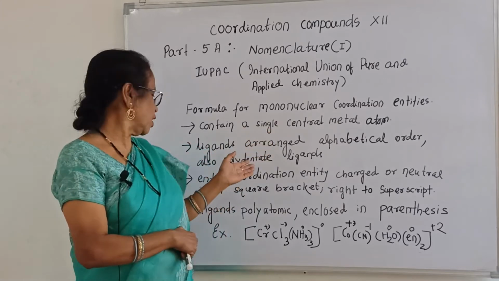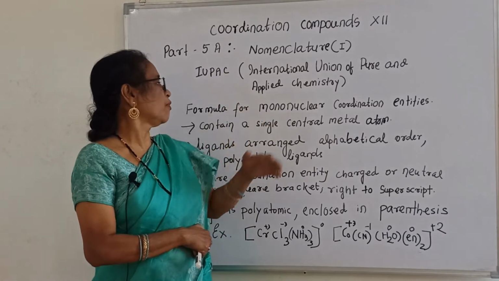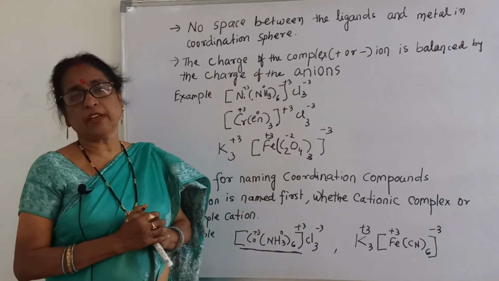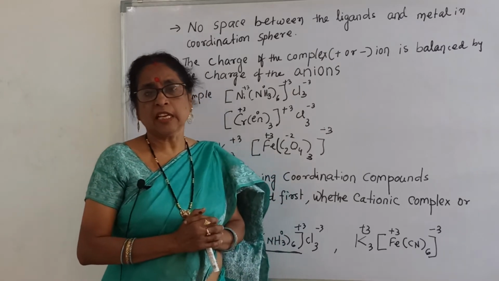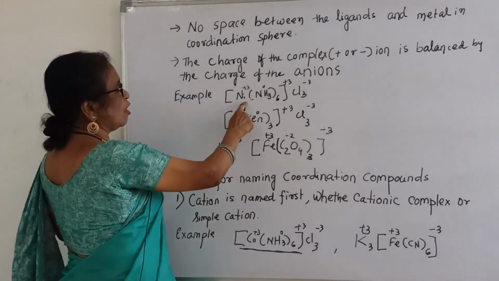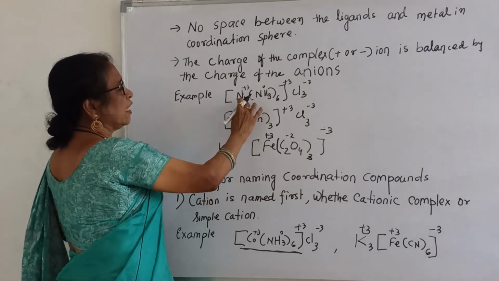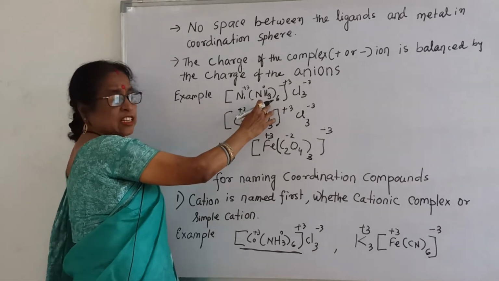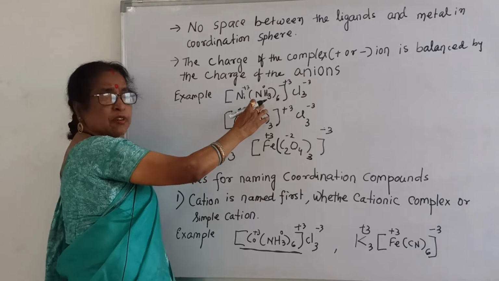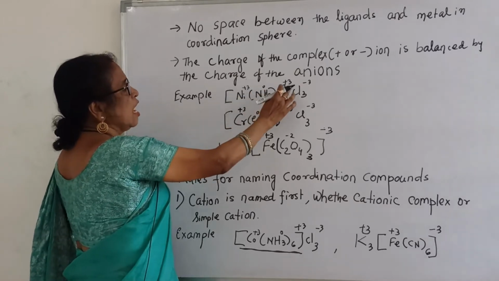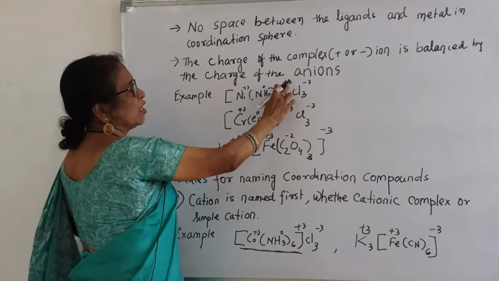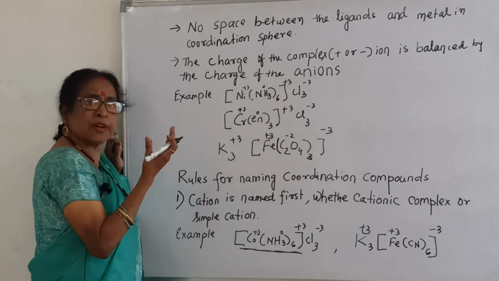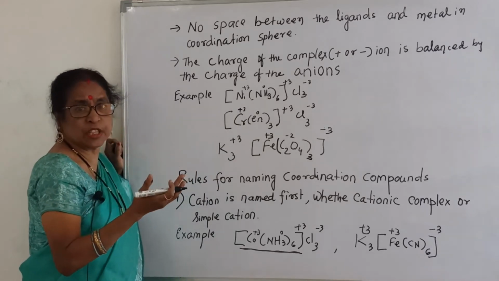Next we will see other rules for the formula of mononuclear coordination compounds. There is no space between the central metal atom and the ligands. For example, suppose it is nickel, and there is no gap between the central metal atom and the ligands. How many ligands? 6 ligands. What is the charge of the ligand? It is a neutral one, so 0. The charge of the complex is of two types, mainly positive and negative, and the last one is neutral.